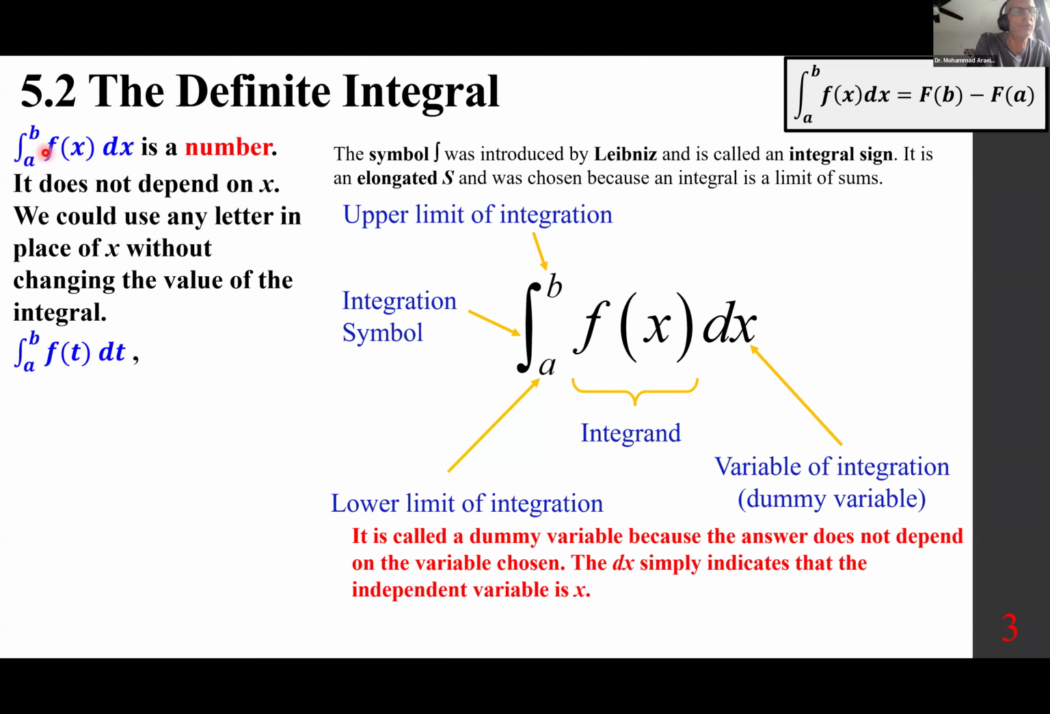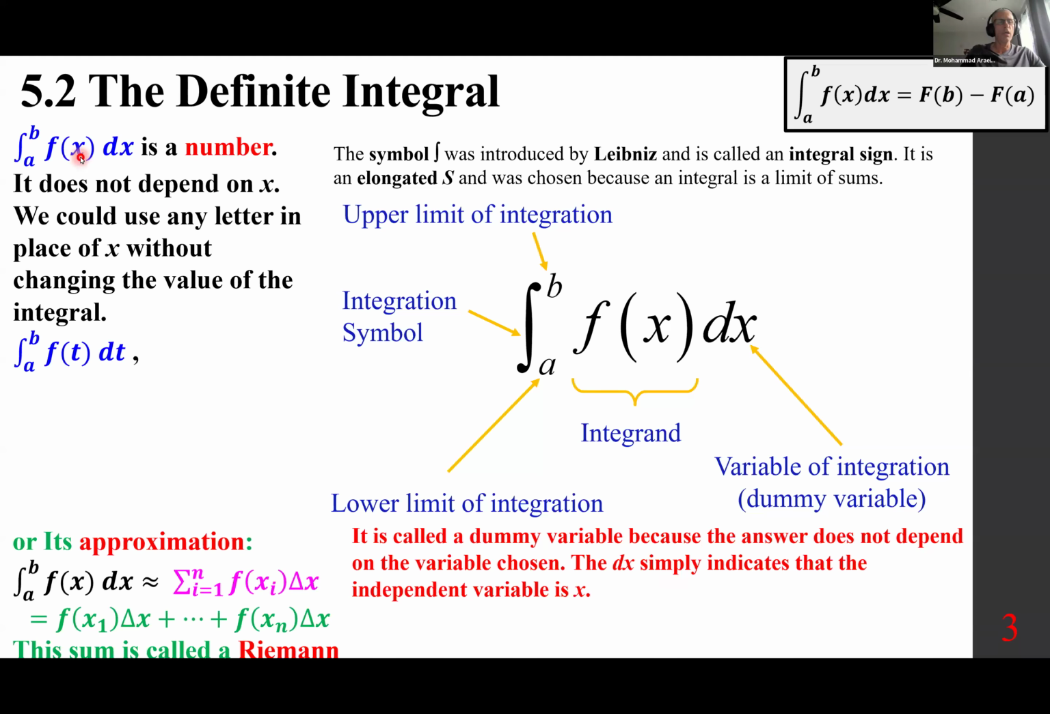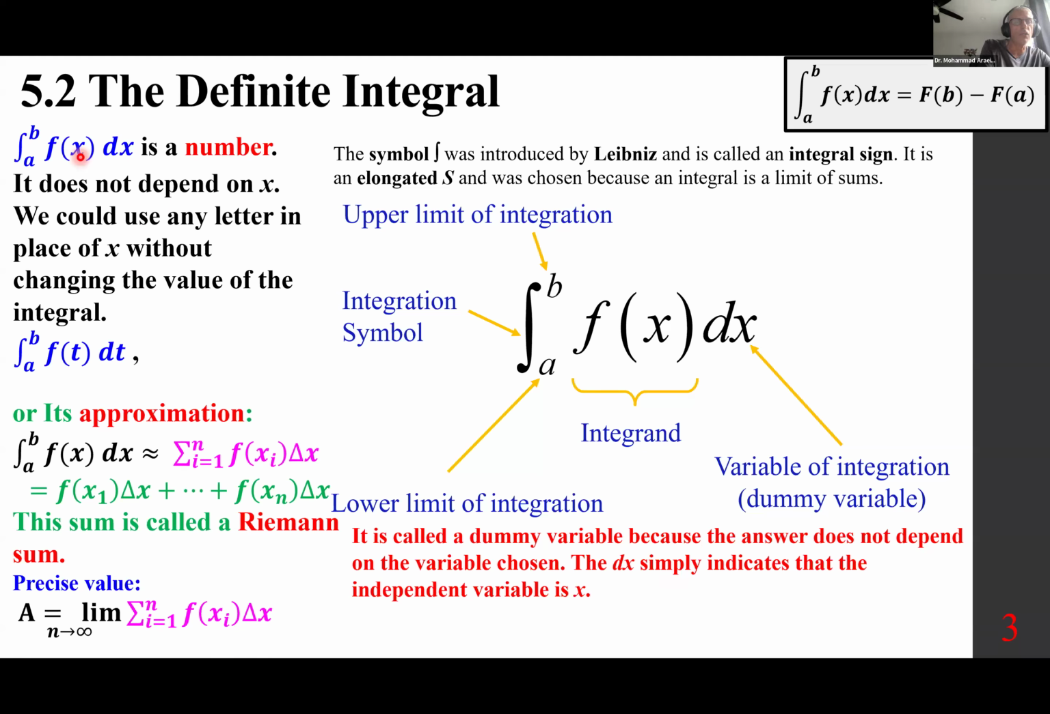So the integral from a to b of f of x dx is a number. It does not depend on x. We could use any letter in place of x without changing the value of the integral. The integral from a to b of f of t dt is identical to that. Or its approximation, the integral from a to b of f of x dx is the summation of f of x sub i delta x as i goes from 1 to n. That's an approximation, f of x sub 1 times delta x all the way to f of x sub n times delta x.